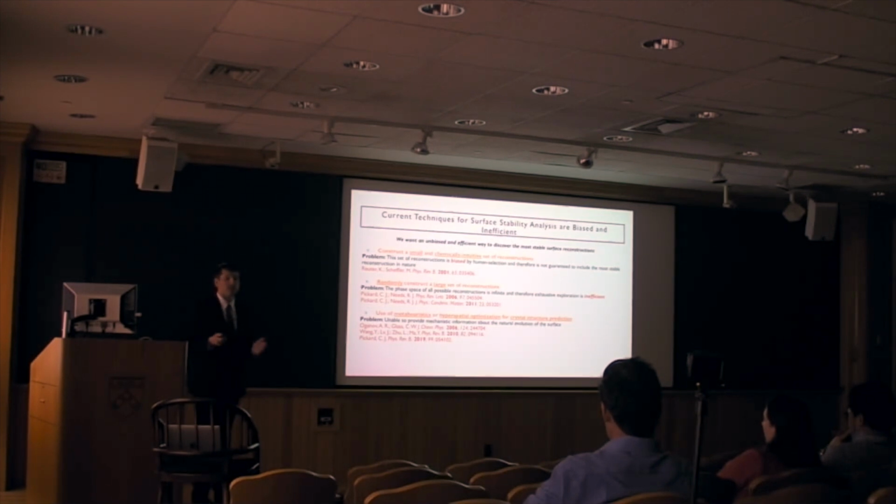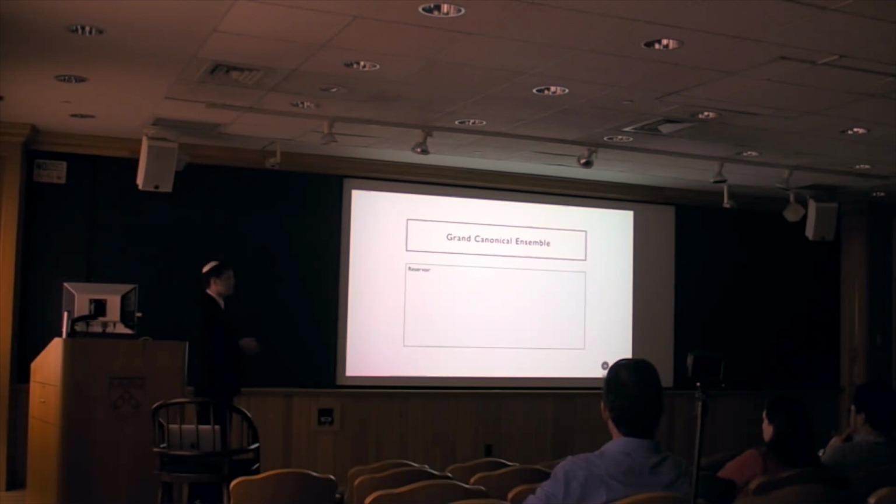The problem with these types of meta-heuristics is that they're unable to provide mechanistic information about the natural evolution of the surface. And so that's something we hope to add by doing grand canonical Monte Carlo. And this all begins with understanding what the grand canonical ensemble is. So you can imagine this as being a reservoir. This is our universe that we live in, and a system that's embedded within this reservoir.